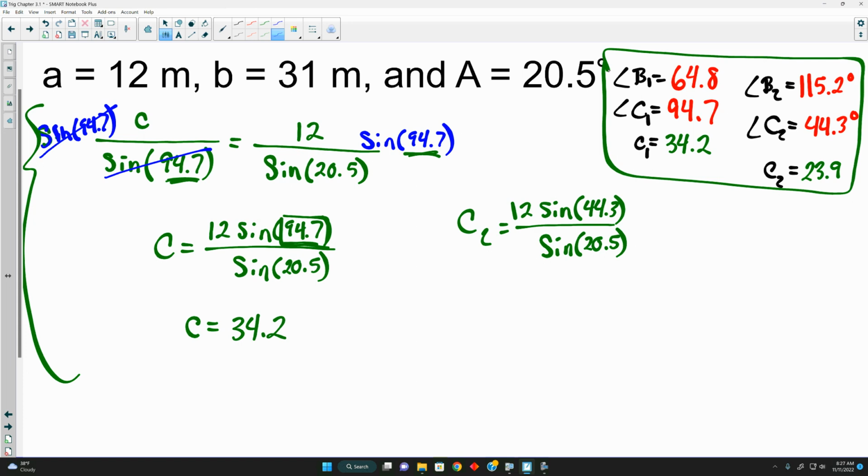Questions on this here? Questions on anything we've done so far? We feel pretty comfortable with this here? Because this here, even though it's two solutions, it's nothing more than what we've been doing. The only kind of real trick is once we find angle B, subtract it from 180 to get the other. Add them together to find the third, and then just do the same thing with finding the last length.